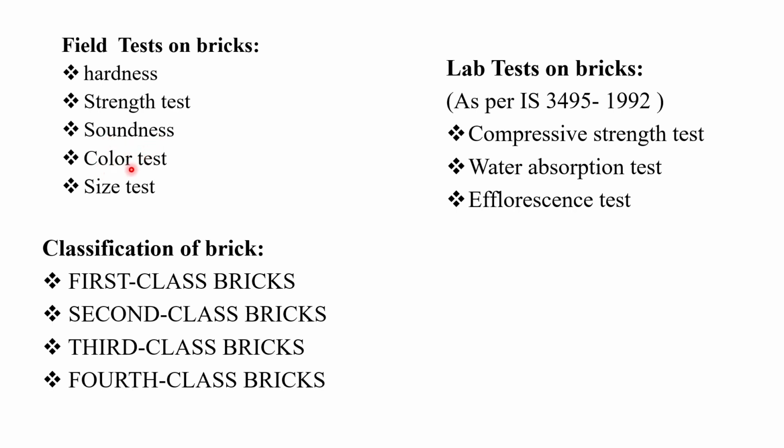Color test. Okay, for the color, we will break a brick. Actually, we can say it is a texture or color test, but when we see the cross section of the brick, the color should be uniform throughout the brick. Means the burning of the brick should not take place only in the outer area. It should be a uniform cross section throughout the brick.